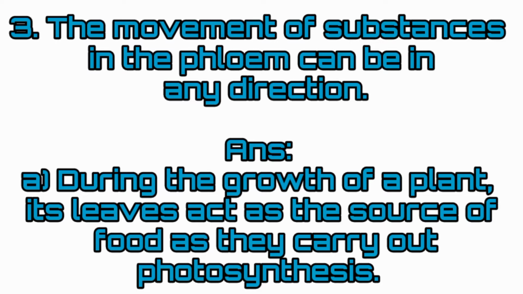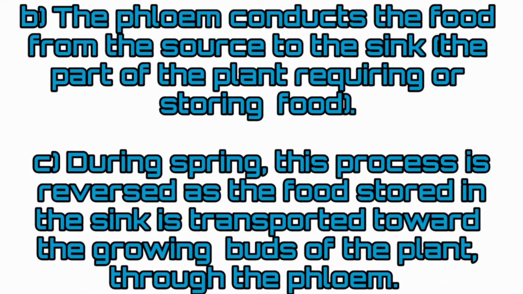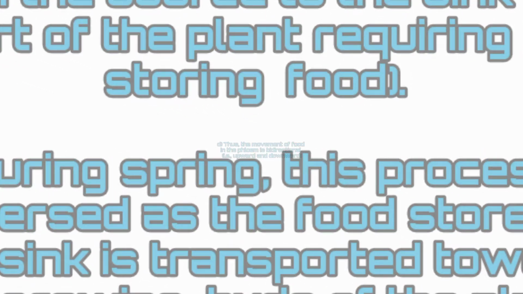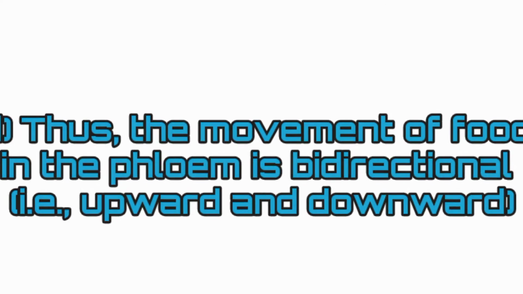Answer. During the growth of a plant, its leaves act as the source of food as they carry out photosynthesis. The phloem conducts the food from the source to the sink, that is, the part of the plant requiring or storing food. During spring, this process is reversed as the food stored in the sink is transported towards the growing buds of the plant through the phloem. Thus, the movement of food in the phloem is bidirectional, that is, upward and downward.